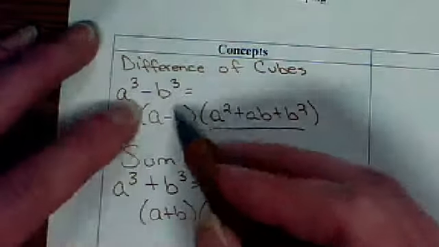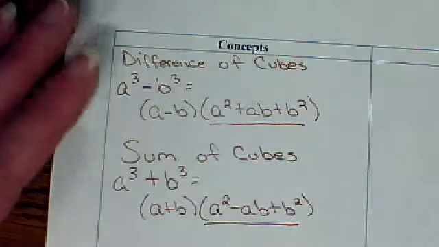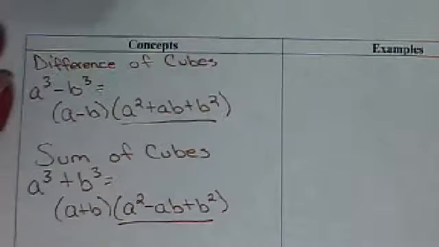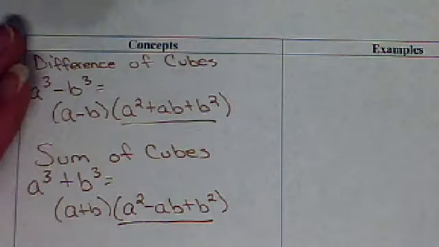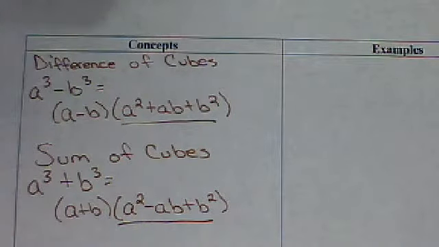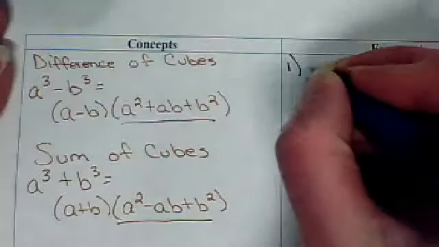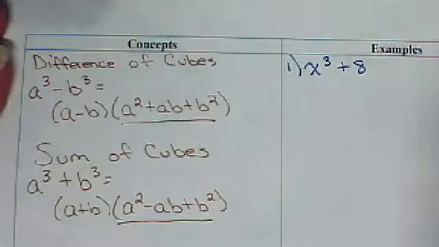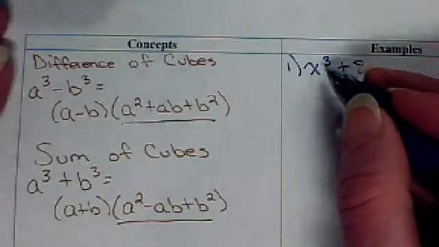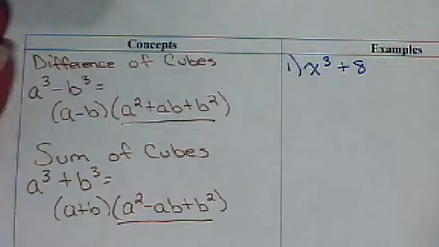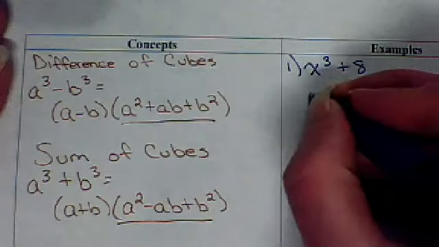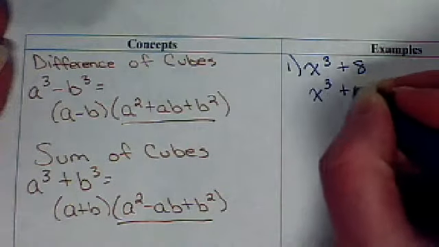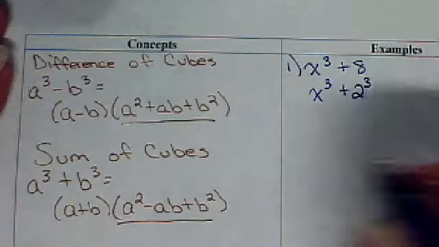So once you've factored into these two parentheses, you're going to be done. This is nice. So let's look at some examples. Example 1, x cubed plus 8. Okay, so I know that's something cubed. Can I rewrite 8 as a perfect cube? Well, that would be 2 cubed.